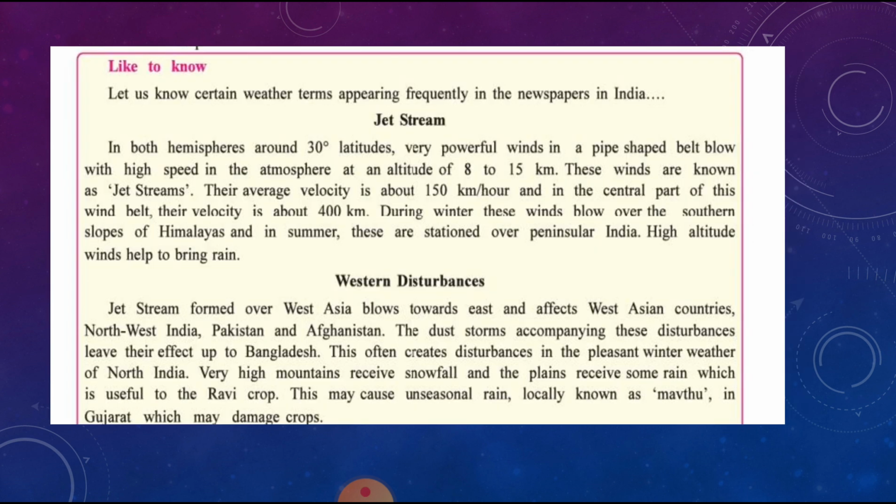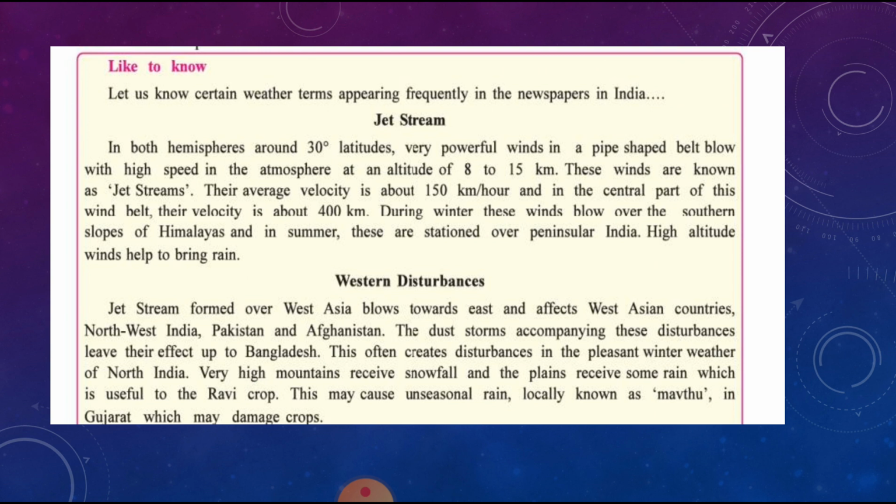Let us know certain weather terms appearing frequently in the newspapers in India. Here they have explained the jet stream. In both hemispheres, around 30-degree latitudes, very powerful winds in a pipe-shaped belt blow with high speed in the atmosphere at an altitude of 8 to 15 kilometers.